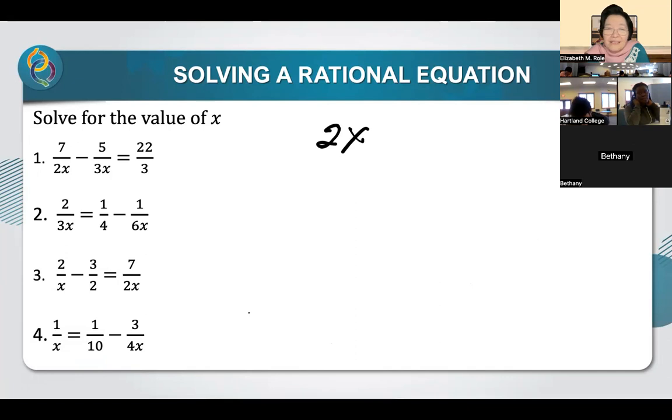Okay, Bethany, what did you get as your answer for number 3? -1. -1 also. Yes. Okay. It's supposed to be -1.